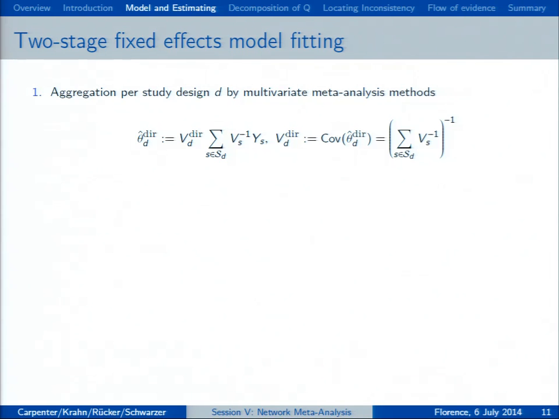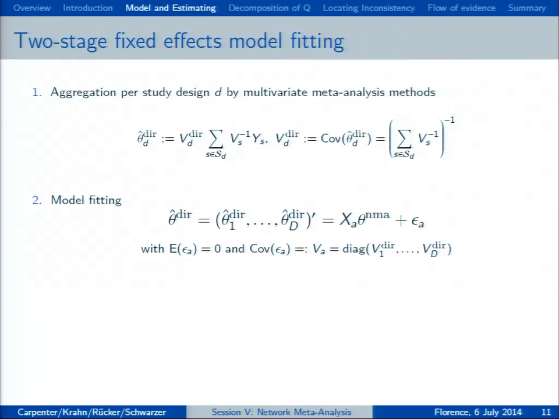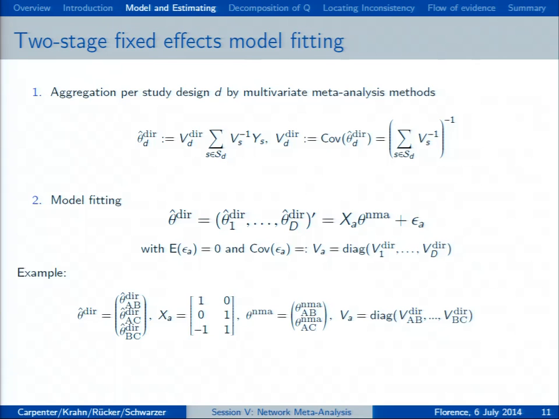In the case of the 2-arm studies, these are univariate formulas. After aggregation of the direct effect estimates and the corresponding variances, we can use them to fit the model in the second stage. So back to the example, with the 4 studies, we aggregate the treatment effects of the AB studies and have 3 entries in the vector of observed aggregated treatment effects.